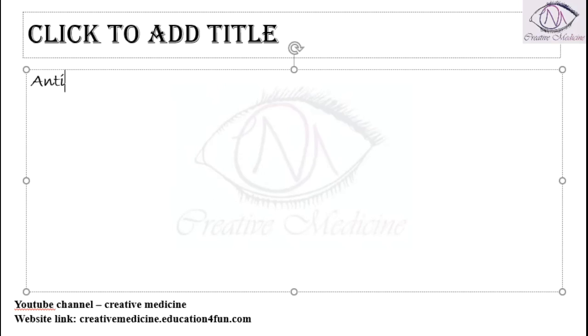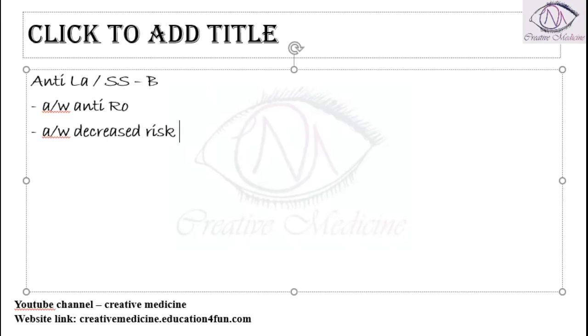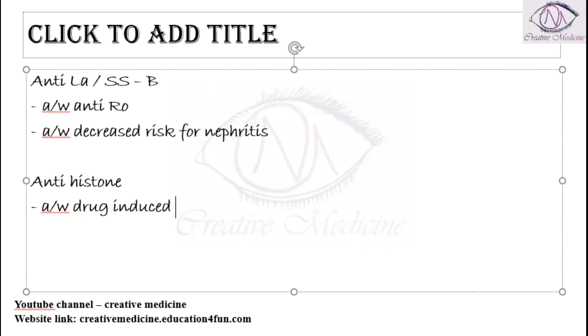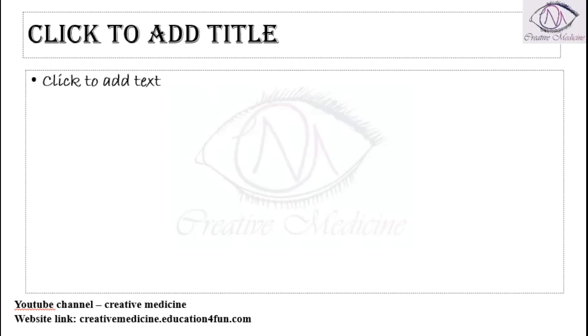Then we have anti-La antibody, also called SSB antibody. This anti-La antibody is actually associated with anti-Rho antibody. Thus, it is associated with decreased risk for nephritis. The risk of nephritis decreases when the patient has anti-La or SSB antibody. Then we have one more, which is anti-histone antibody. Anti-histone antibody is actually associated with drug-induced lupus.